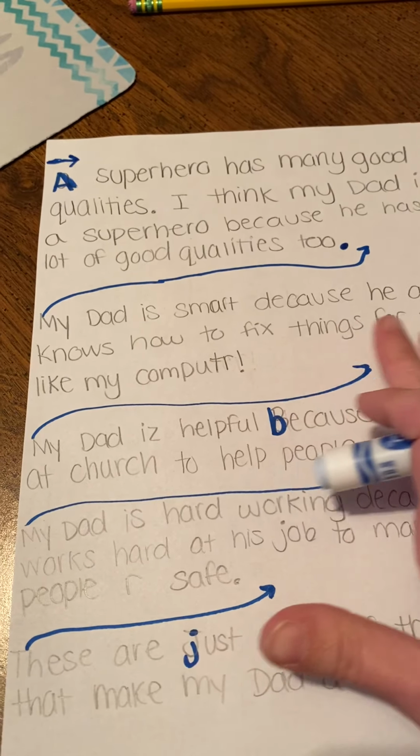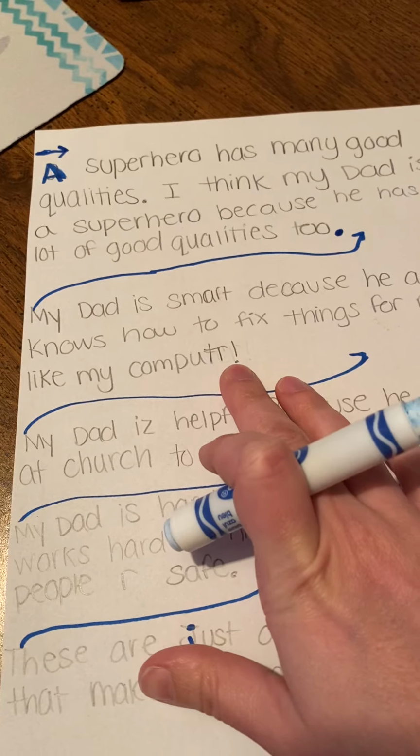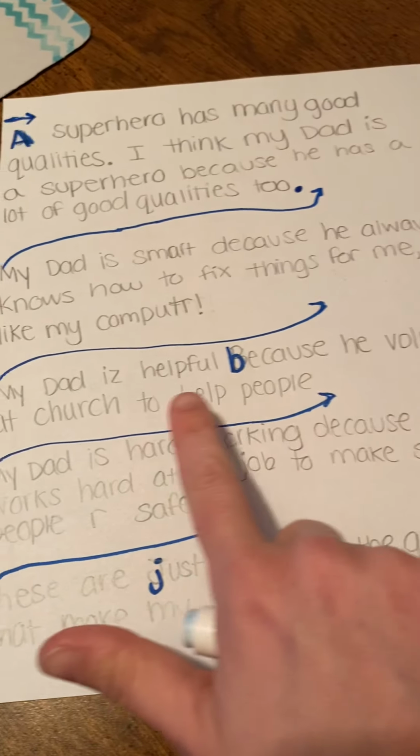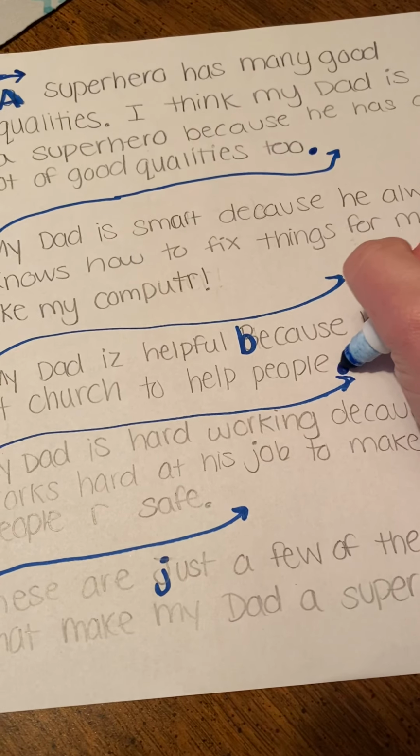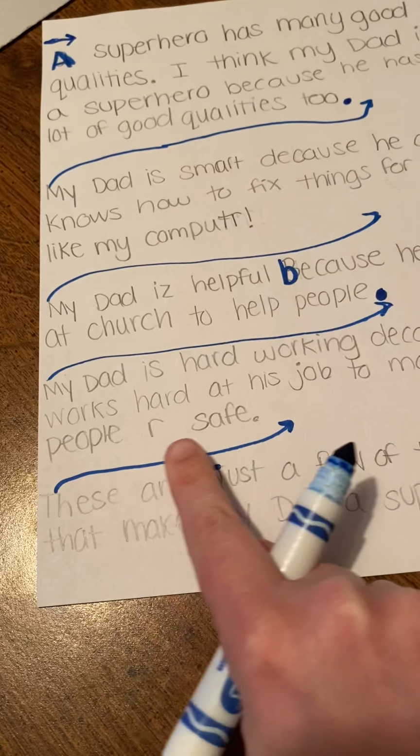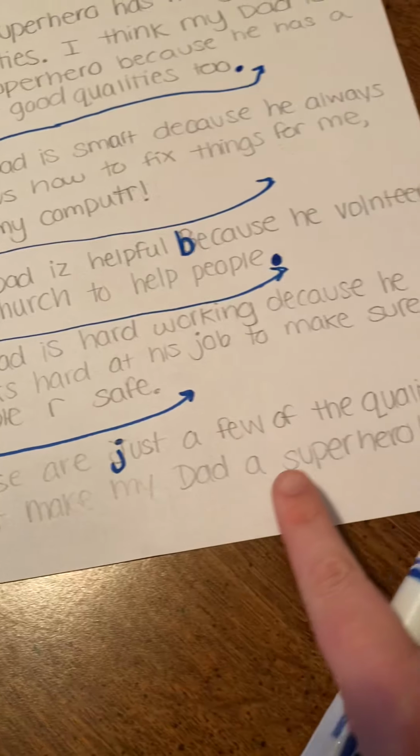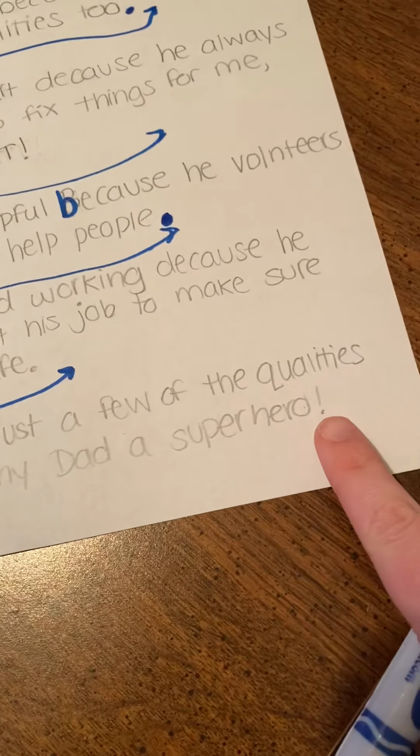My dad is smart because he always knows how to fix things for me, like my computer. And there's my punctuation mark. My dad is helpful because he volunteers at church to help people. I forgot, so I'm going to put it right there. My dad is hardworking because he works hard at his job to make sure people are safe. These are just a few of the qualities that make my dad a superhero.